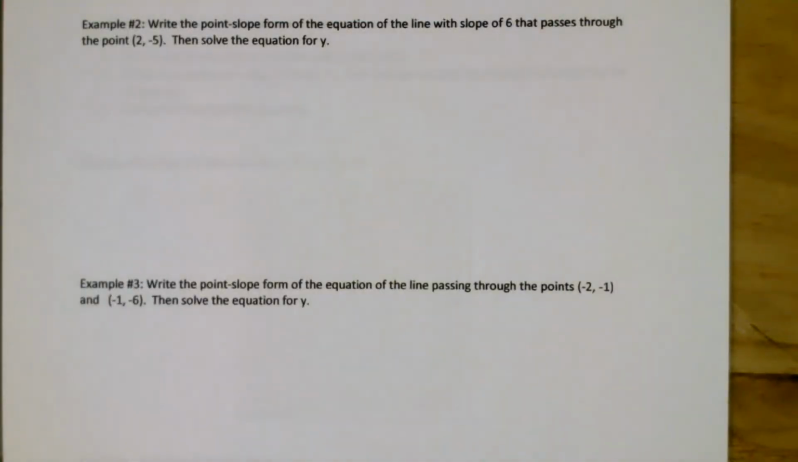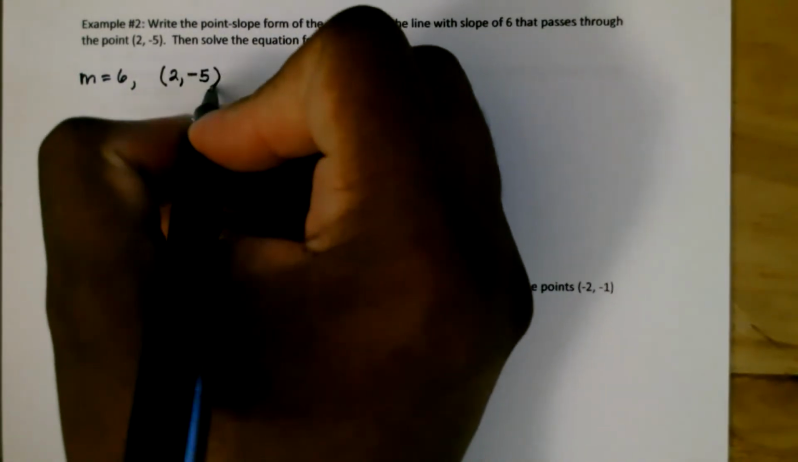Okay, so now let's look at this example, example 2, where we're going to write the point slope form of the equation of a line with slope of 6 that passes through the point 2, -5, and then solve the equation for y. So here we got a slope of 6. That's what m is. M is represented by the slope as 6. And the point we're dealing with is 2, -5.